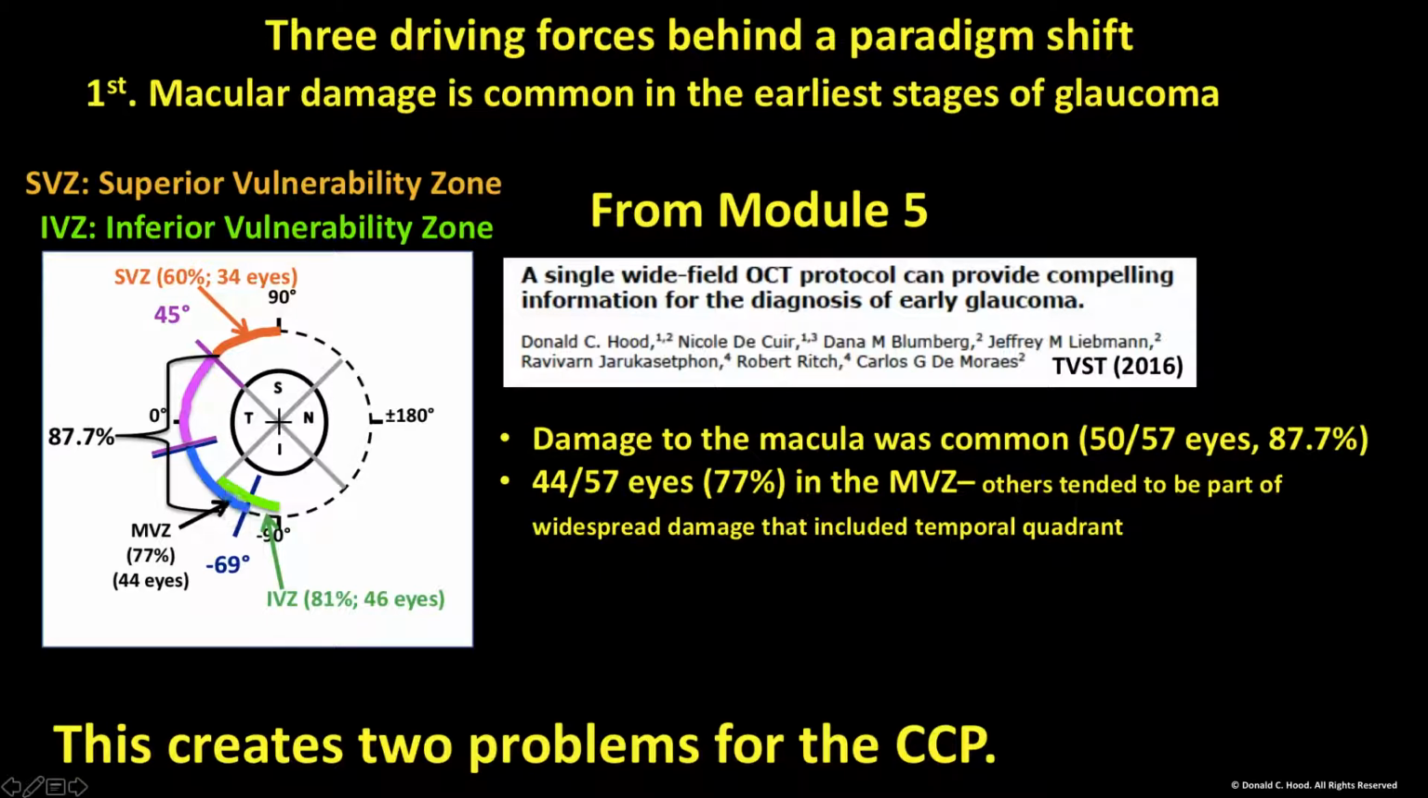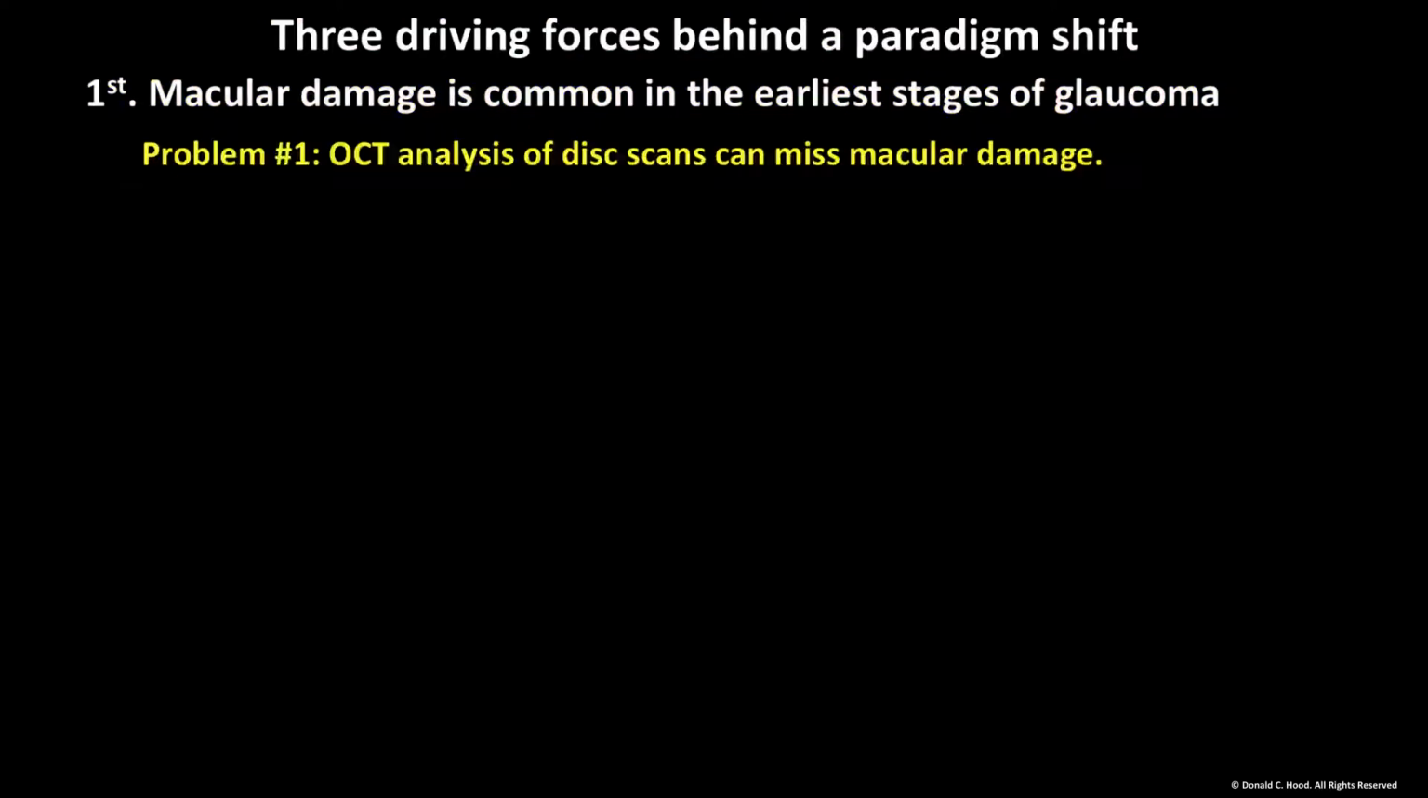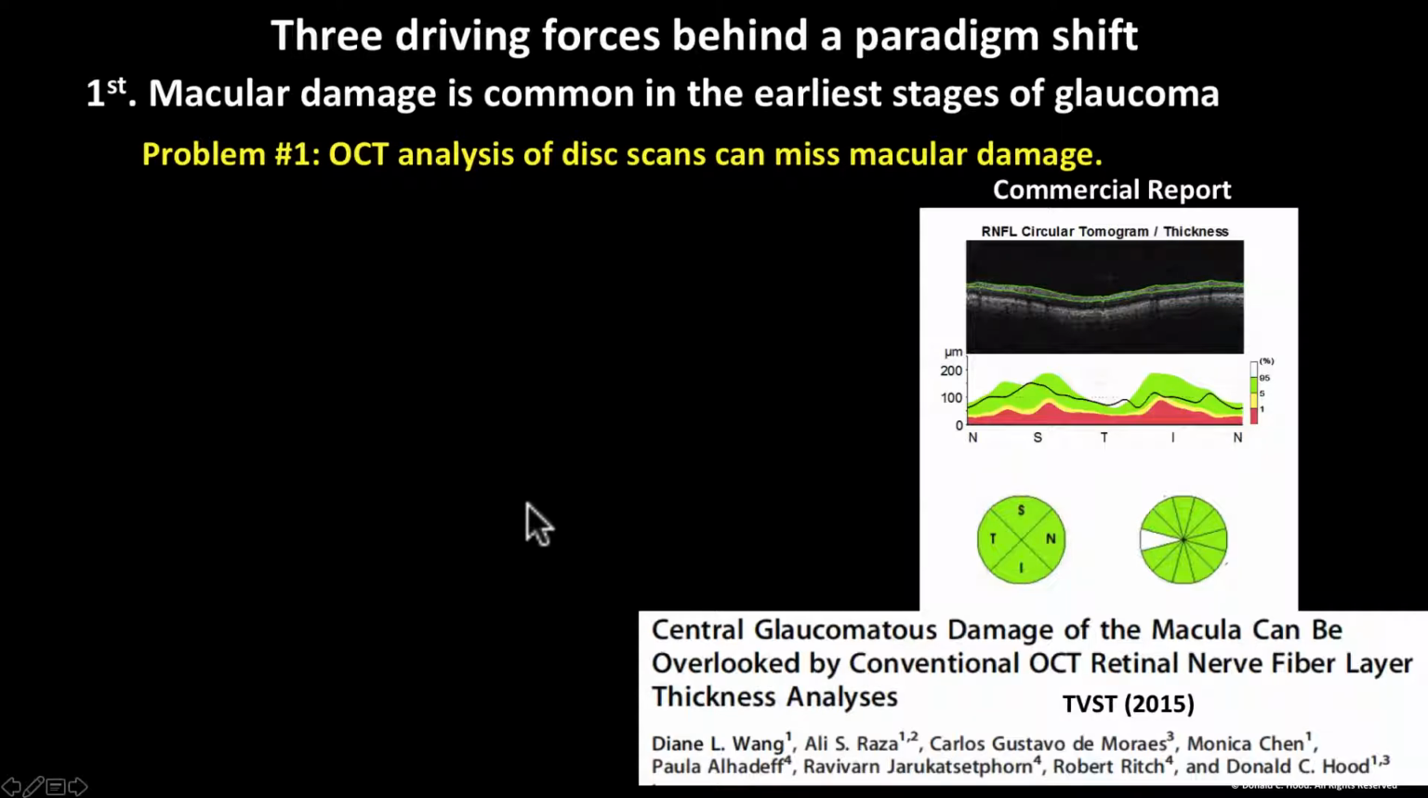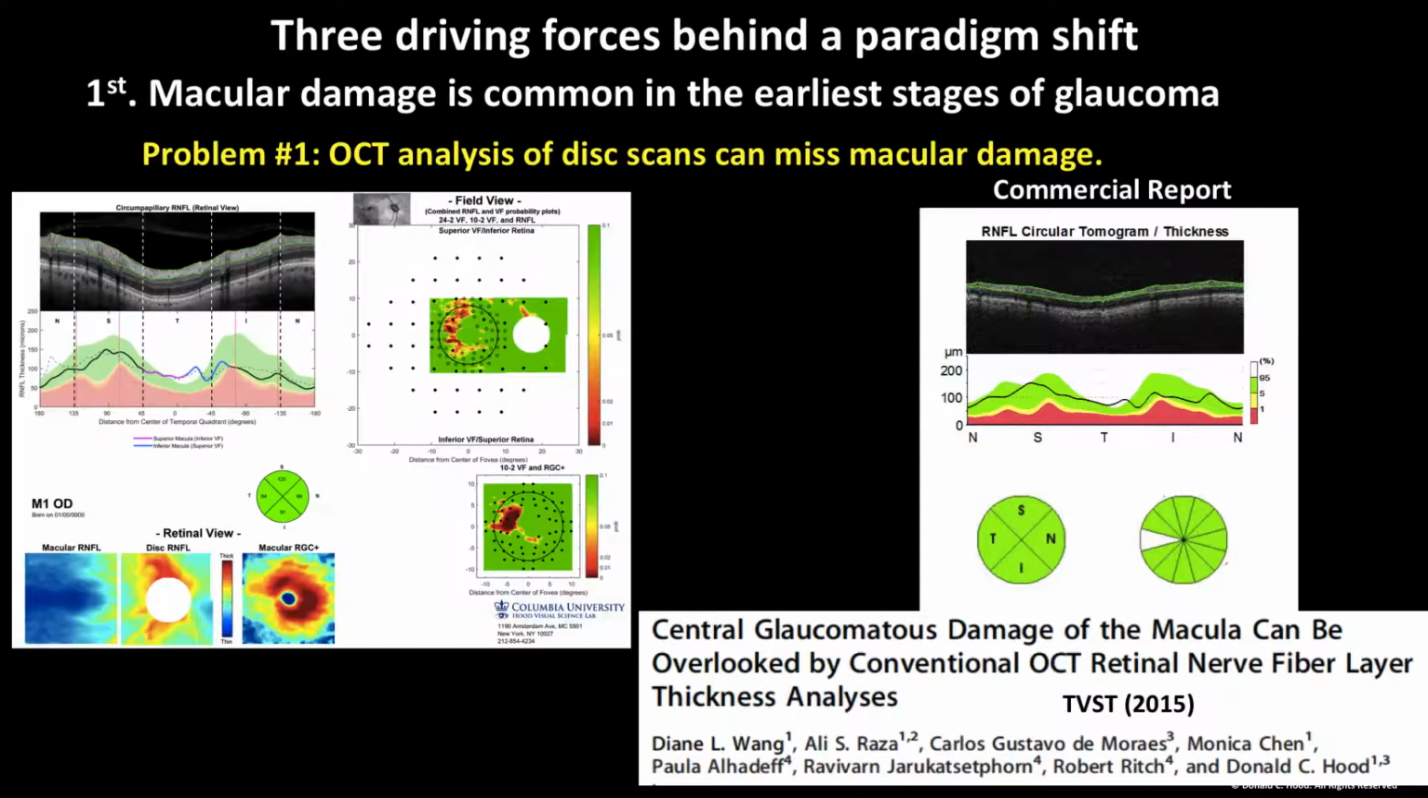This creates two problems for what I call the common clinical paradigm. The first problem is that the OCT analysis of disc scans can miss macular damage. So here's an example from one of our publications. Here's a report that would be read as normal based on the metrics.